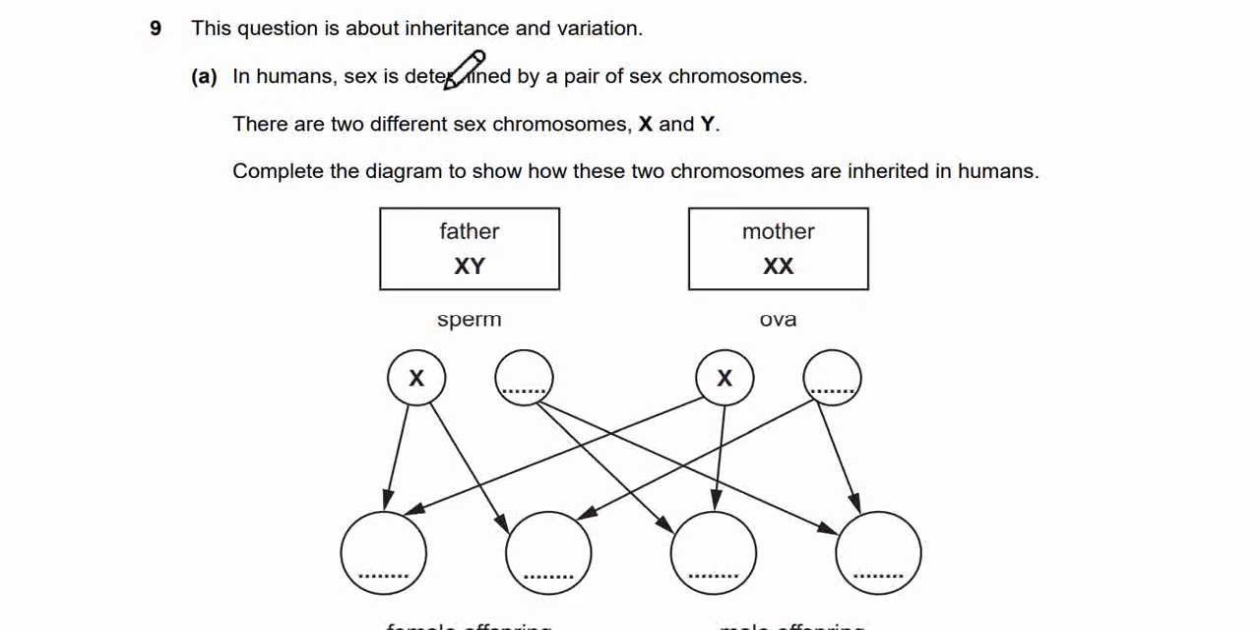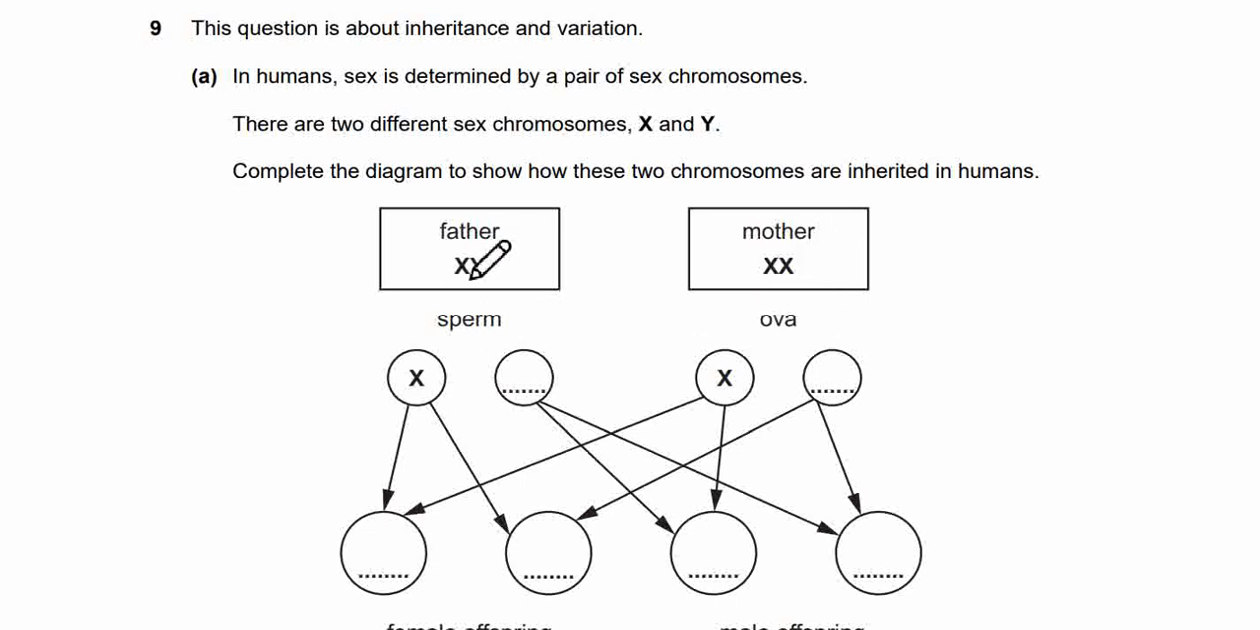Question 9. This question is about inheritance and variations. A. In humans, sex is determined by a pair of sex chromosomes. There are 2 different sex chromosomes, X and Y. Complete the diagram to show how these 2 chromosomes are inherited in humans. Father has chromosome XY and mother or female has XX. Father will have sex chromosomes XY, and in the sperm it contains XY. In the egg cell it contains XX.